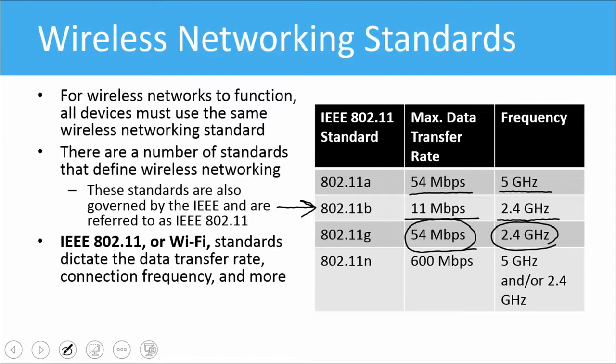And of course, that same type of analogy doesn't necessarily work that well with N down here, but N just gets way faster with 600 megabits per second. And then of course, it uses both frequencies. It uses 5 gigahertz or 2.4 gigahertz as a frequency. So I don't know, hopefully that little analogy helped you remember the difference between those standards. Definitely something that you're gonna see on an exam.